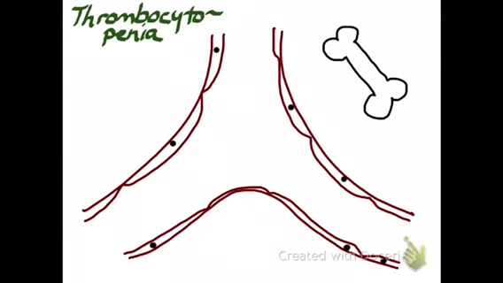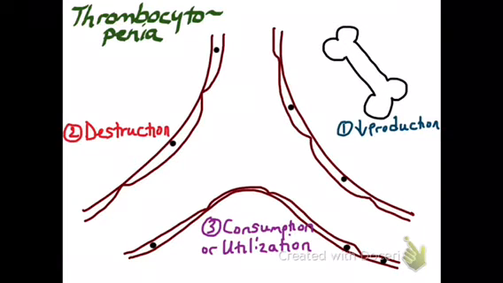There are three main causes of thrombocytopenia, or decreased platelet concentration, and they are decreased production, increased destruction, and utilization or consumption. With decreased production, there is often a generalized bone marrow disease that effaces the entire marrow.